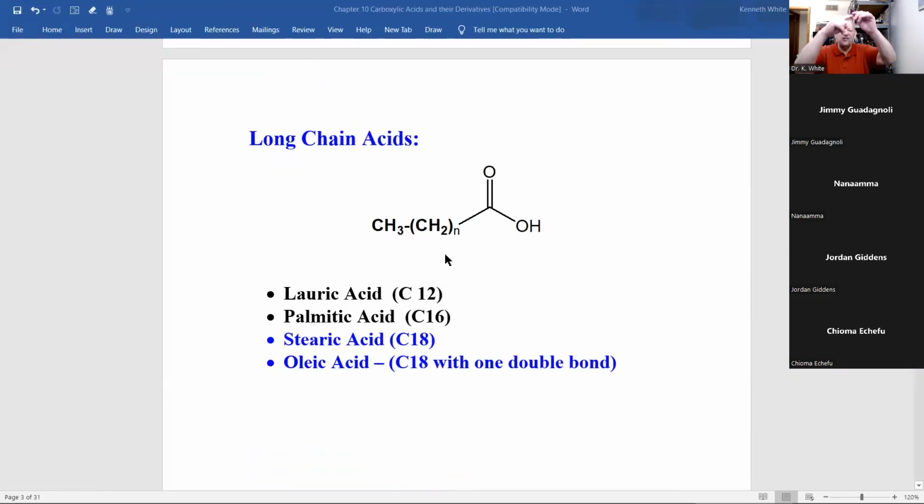Now, I'm going to turn the switch, click to the opposite. We have long chain carboxylic acids. That's where, here's my carbonyl carbon. I'll rewrite this.